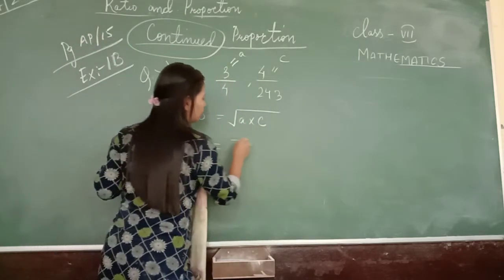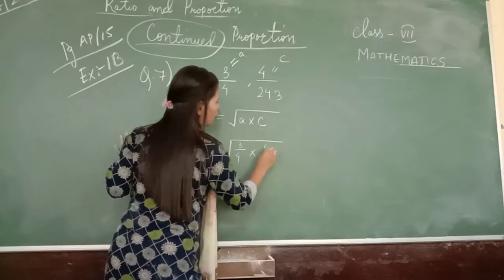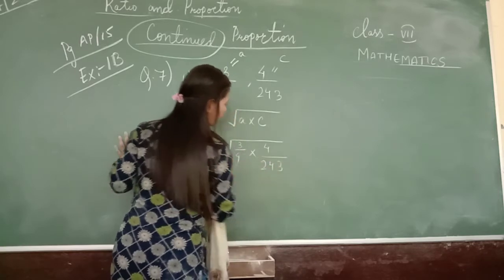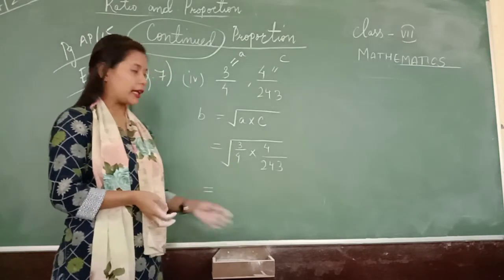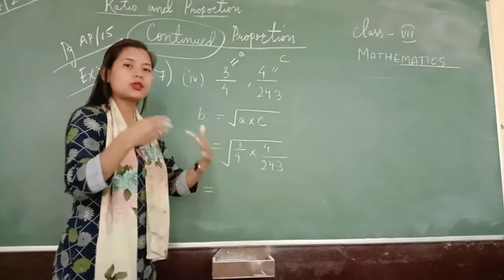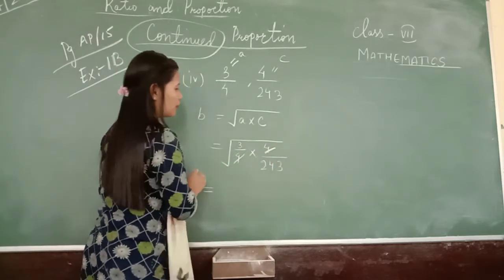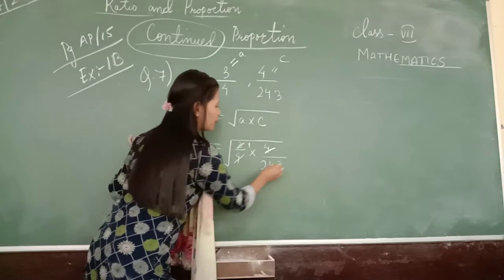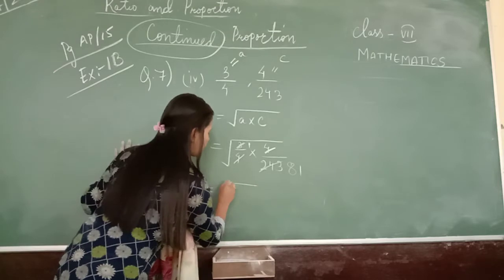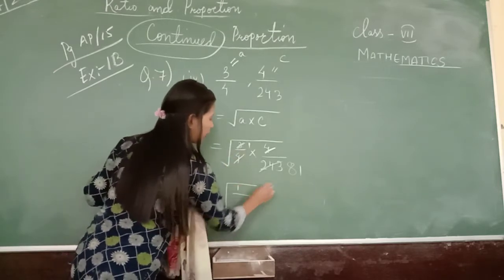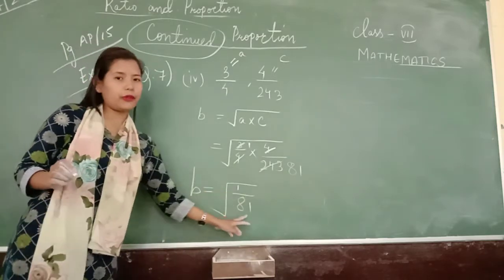What is the value of A? That is 3 by 4, and C is 4 by 243. Remember, we can carry out all the operations like multiplication and division inside the square root also. So cancel this. 4 1s are 4, 4 1s are 4. This also gets cancelled. 3 1s are 3, 3 8s are 24, 3 1s are 3. So inside the square root, what do we have? 1 by 81. So our value of B is equal to the square root of 1 by 81.